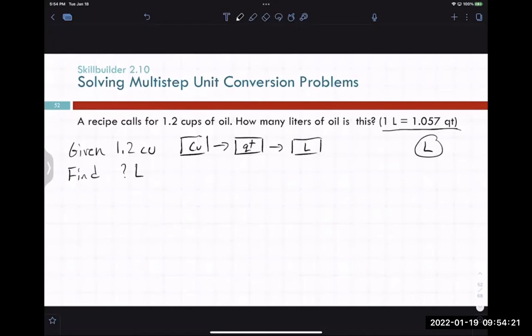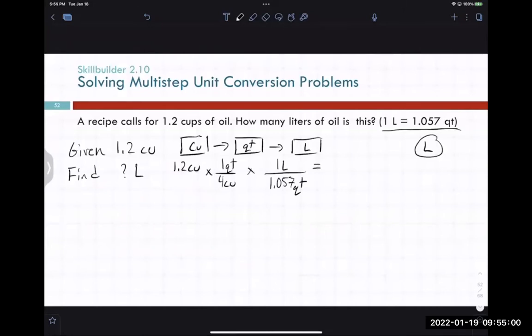So our cups to quarts, we have 4 cups for every 1 quart. And then we have 1.057 quarts for every 1 liter. So we can plug in what we're starting with, 1.2 cups. And then we're going to multiply these, get our final answer.